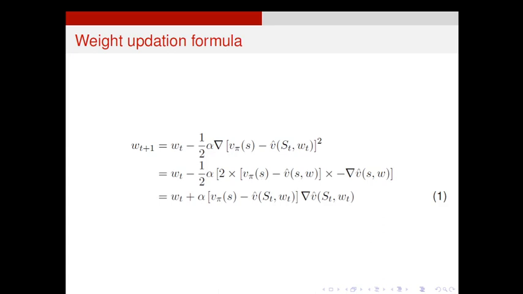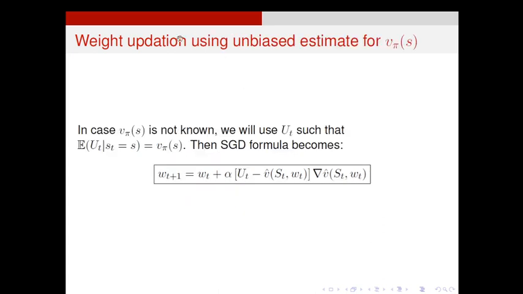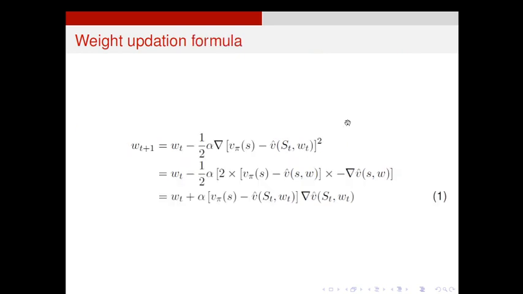We are trying to correct the weight distribution of the function approximation and not the policy, because we don't know about the policy in the full swing way. So, weight updation using unbiased estimate of v pi of s. This formula can be executed well if this v pi of s is known in advance. In some situations we don't know what this v pi of s is. That means the policy is not fully known. In such situations we use some expected value for this v pi of s also.